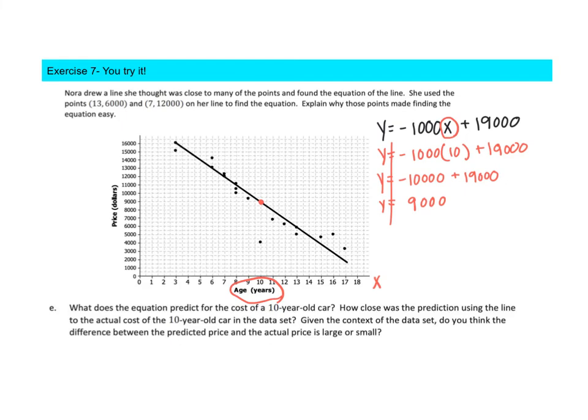All right, based on that math, you should have been able to predict that a 10-year-old car, based on our graph, would be $9,000. And that's exactly what we did predict right here, right? It hits 9,000 exactly. The actual difference in our data set is pretty big, but that is because this is an outlier. I'm not even going to answer that question on there because we've talked about that already many times. Okay, so let's continue on.